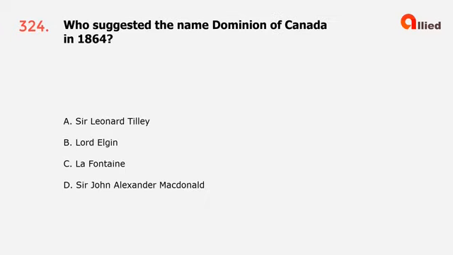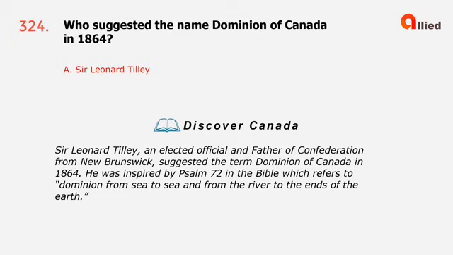Question 324. Who suggested the name Dominion of Canada in 1864? A. Sir Leonard Tilley. B. Lord Elgin. C. La Fontaine. D. Sir John Alexander Macdonald. The answer is A. Sir Leonard Tilley.